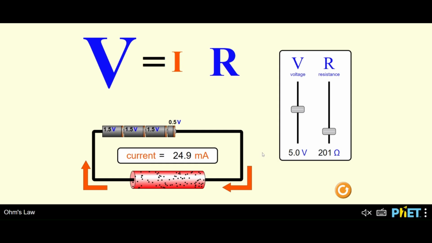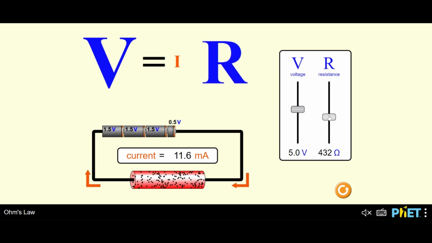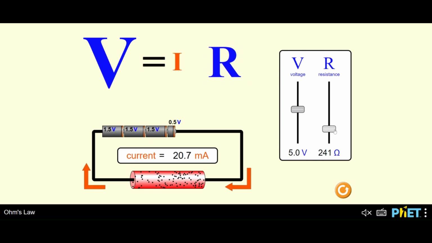So let us look at the relationship between the resistance and the current in the PhET interactive simulation environment. Here I am fixing the voltage at 5 volts and I am varying the resistance. When I increase the resistance, it is seen that the amount of current flowing through this conductor or resistor decreases. When the value of resistance is decreased, the amount of current flowing through it increases for a fixed voltage. So we can see that the relationship between the current and the resistance is in an inverse manner.